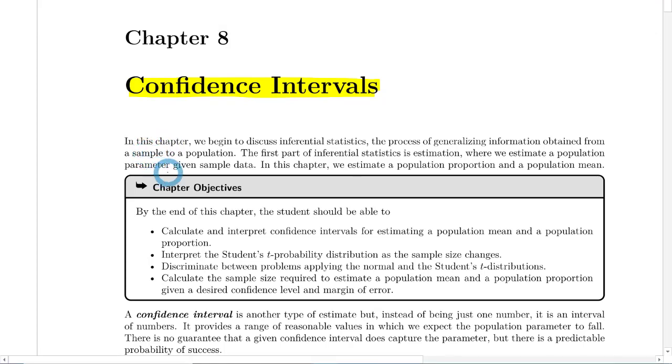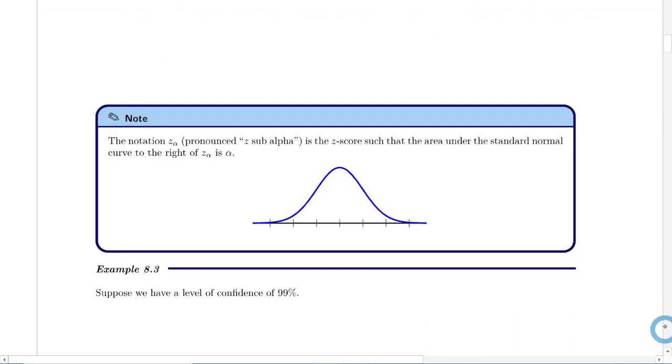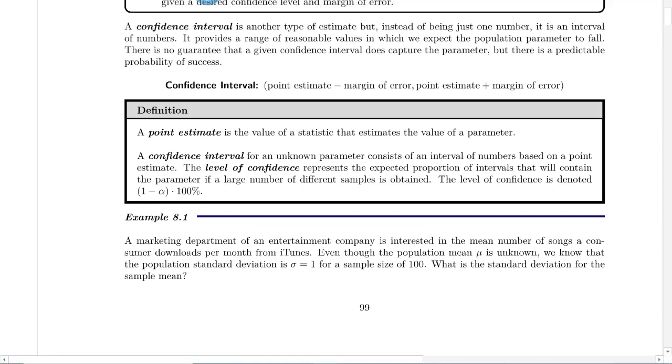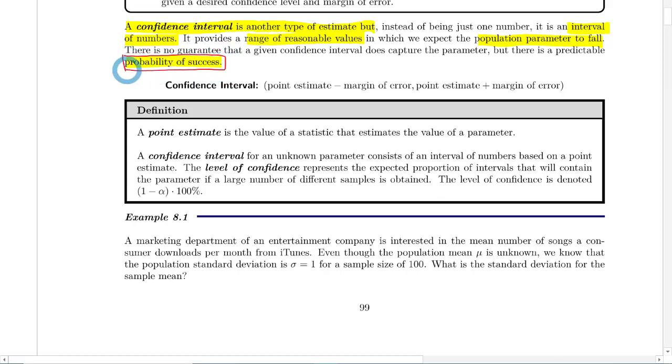So if we just go ahead and talk about what a confidence interval is, we can see from the definition that a confidence interval is another type of estimate. Instead of being just one number, it is an interval of numbers, and it provides a range of reasonable values in which we expect the population parameter to fall. There is no guarantee that a given confidence interval does capture the parameter, but there is a predictable probability of success.